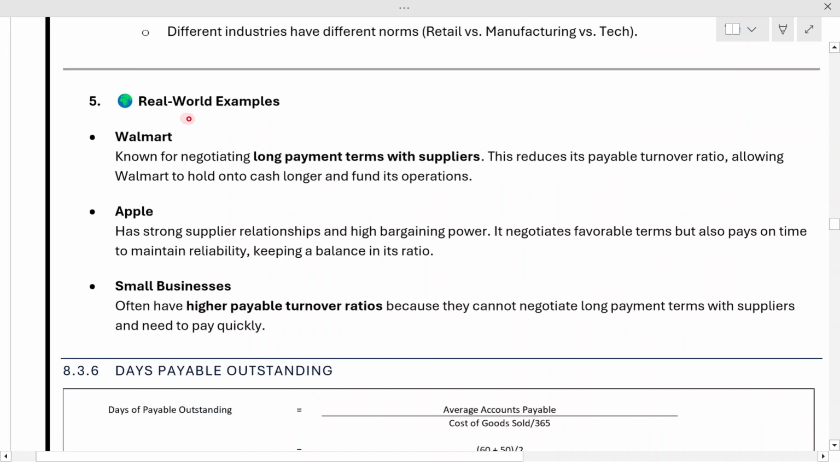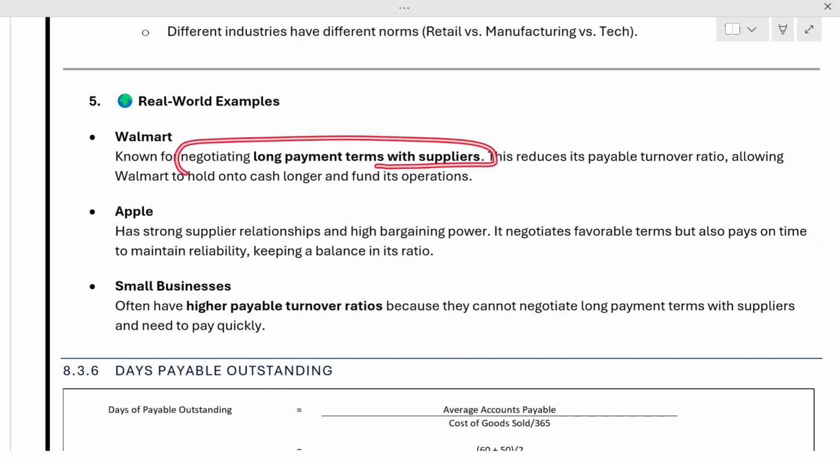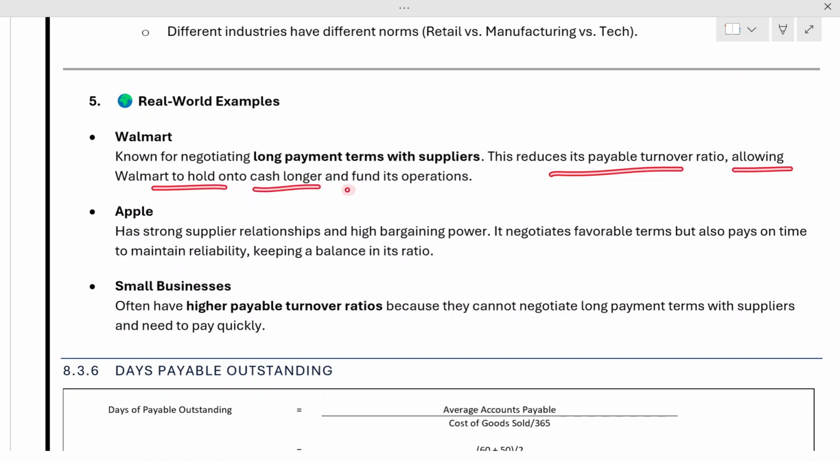Now, if we see real world examples, there's the case of Walmart. Walmart does great negotiation for long term payments with suppliers. Instead of paying you after 1 year, they say we'll be paying you after 10 days, 15 days, 30 days. If they are paying so quickly, then the supplier also gives them higher discounts. This reduces the payable turnover ratio, allowing Walmart to hold on to cash for a longer time and fund its operations.